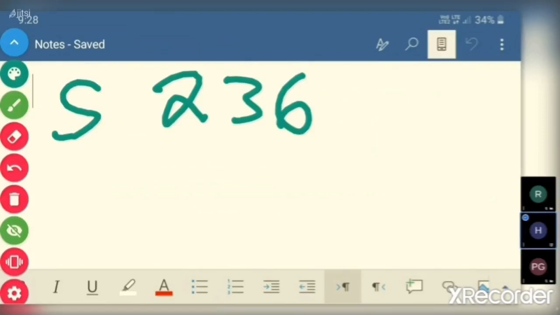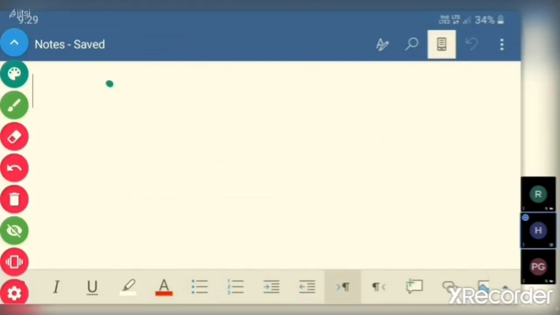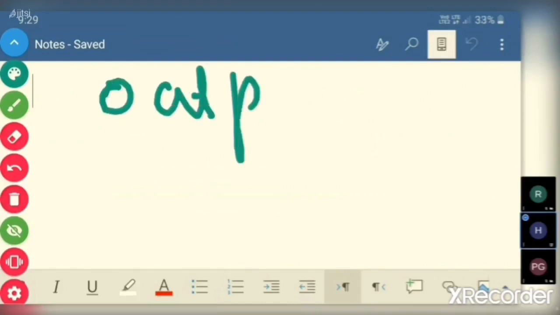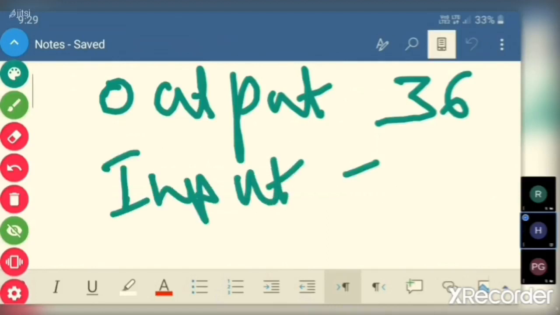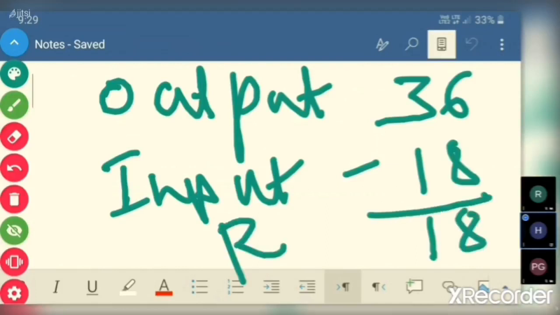Under the VAT scheme, how much net cash will he be left with? Tax on output, that is on the sale value, is 36, less tax on input, that is on the purchase, minus 18. How much does he have to remit to the government? He remits 18 to the government.